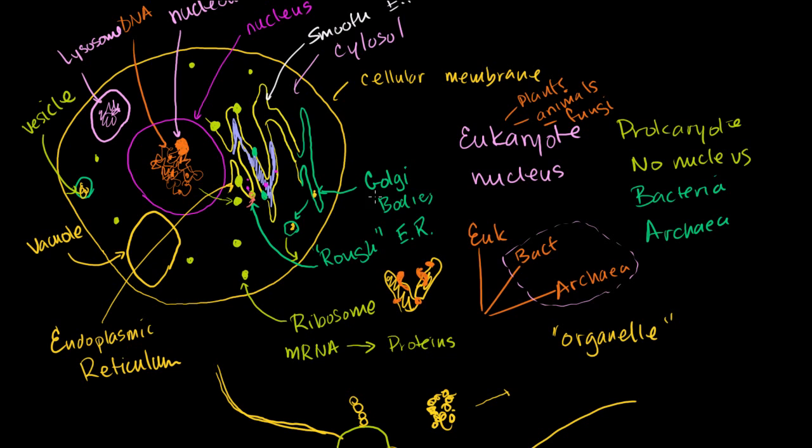Organelle. It's just a membrane-bound, I guess you could call it, subunit of a cell. Just like my liver is a subunit of the body, and it's an organ. An organelle is a subunit of a cell. So a vacuole is just a general term for a membrane-bound organelle that stores stuff inside of our cell.